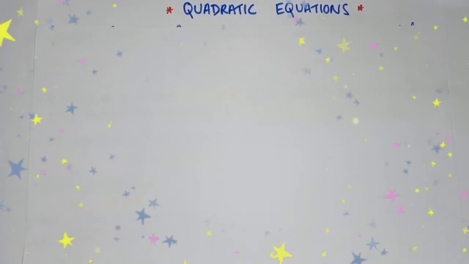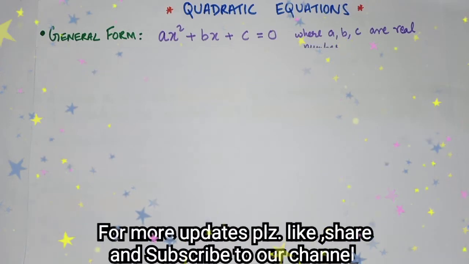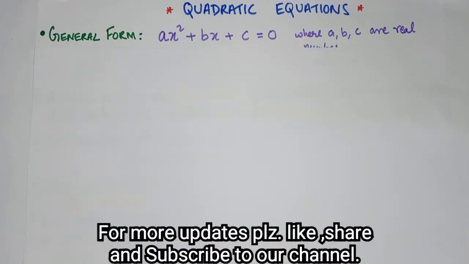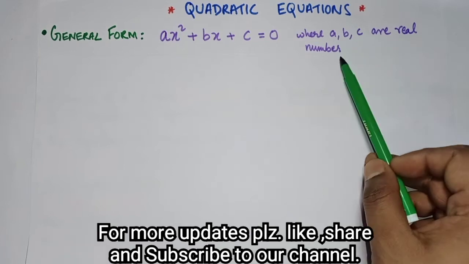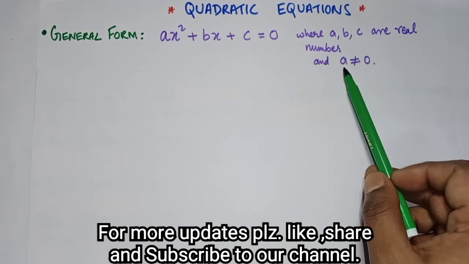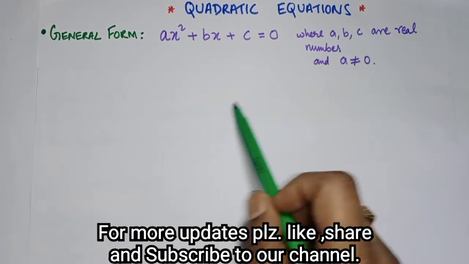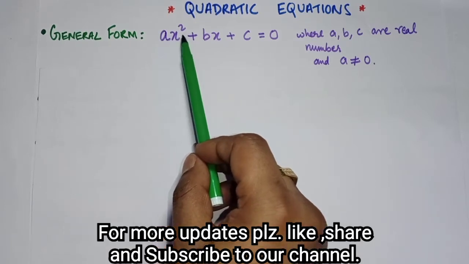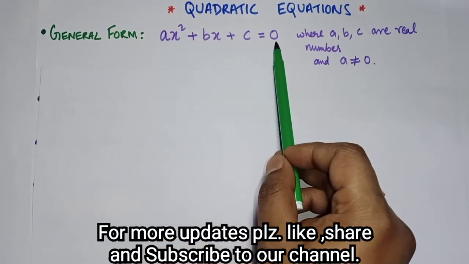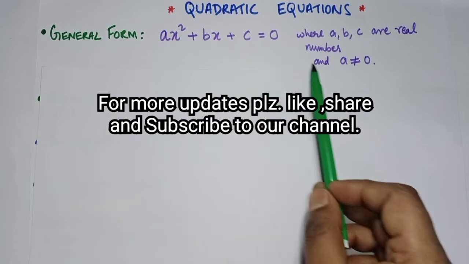So here we have a quadratic equation. Now you know the general form of quadratic equation, ax square plus bx plus c is equal to 0, where a, b, c are real numbers. And one thing is that a should not be equal to 0. If it is 0, that means 0 into x squared will be 0. That means I'll get bx plus c is equal to 0, and that is your linear equation. So a should not be 0.